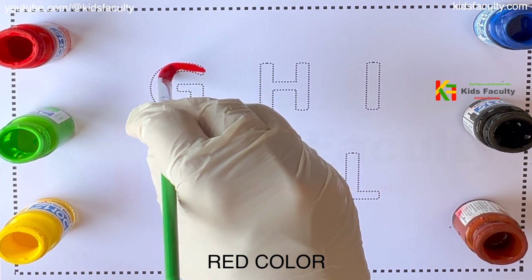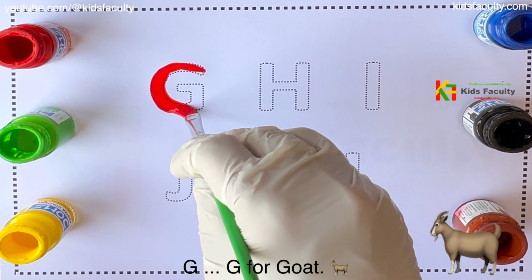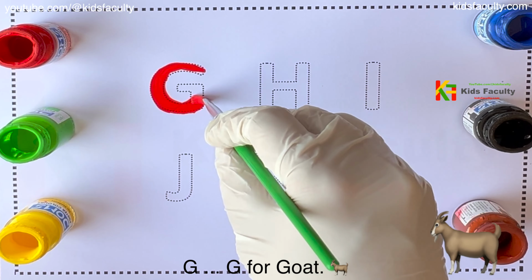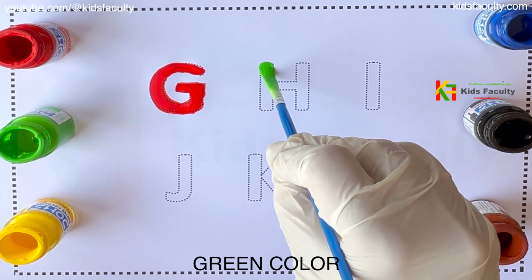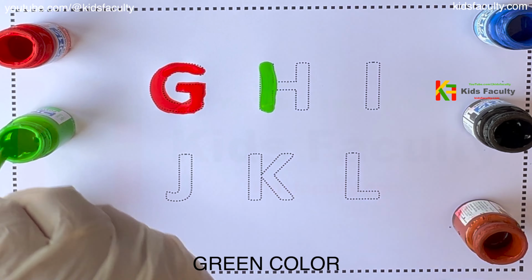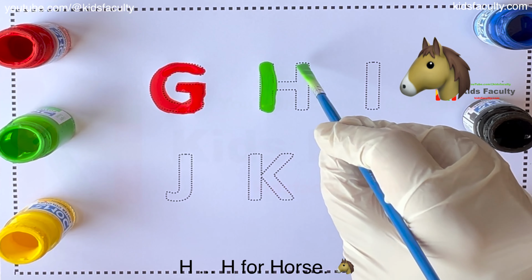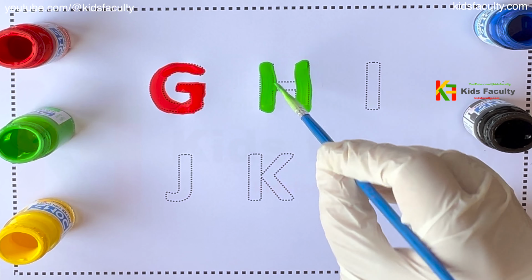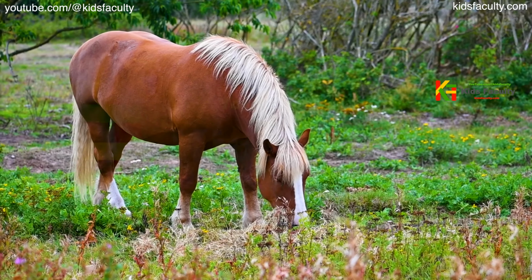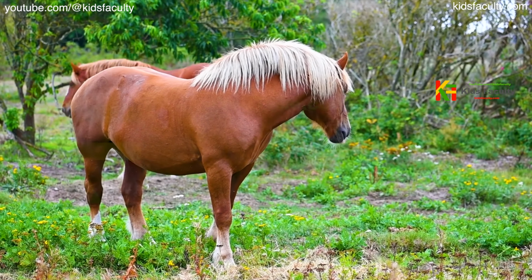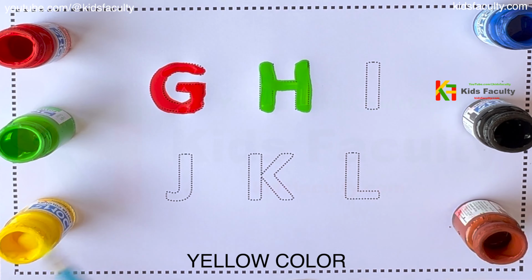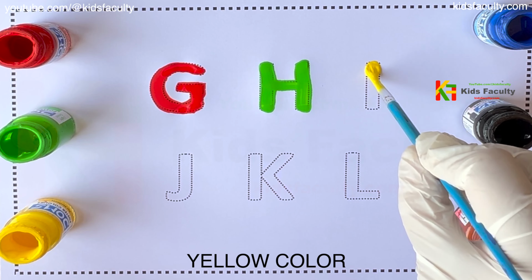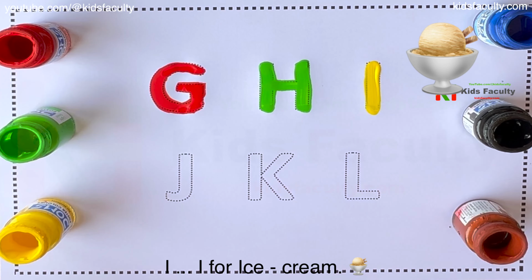Red color. G. G for goat. Green color. H. H for horse. Yellow color. I. I for ice cream.